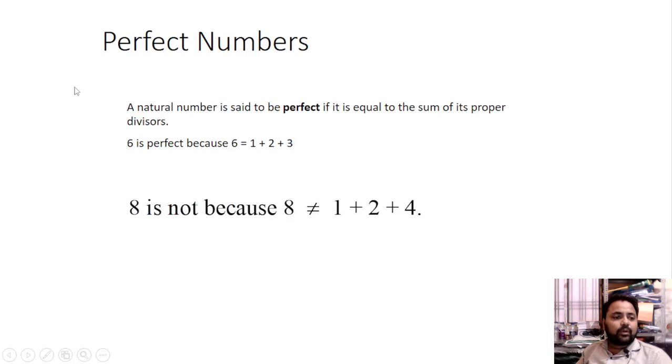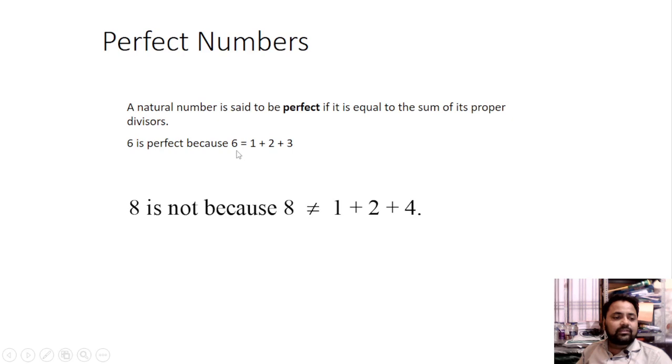Here are some examples of the perfect numbers. A natural number is said to be perfect if it is equal to the sum of its proper divisors. 6 is perfect because 6 is equal to 1 plus 2 plus 3. Here the important line to be considered is that a perfect number is equal to the sum of its proper divisors.